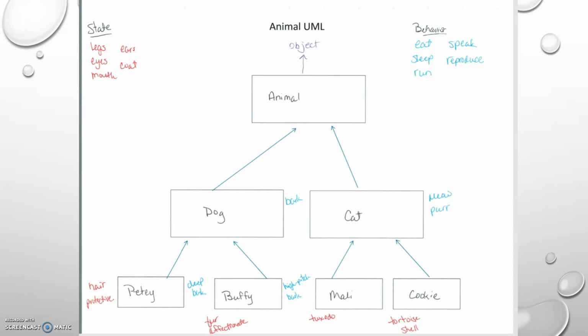Now, has a. Has a are your states and your behaviors. We'll do dog. Dog has a legs. Dog has a ears. Dog has a mouth. Dog has a coat. Dog has an eat method. Dog has a sleep method. Go over to cat. Cat has a purr method. Cat has a meow method. Cat has ears. Cat has a coat. Cat has a mouth.